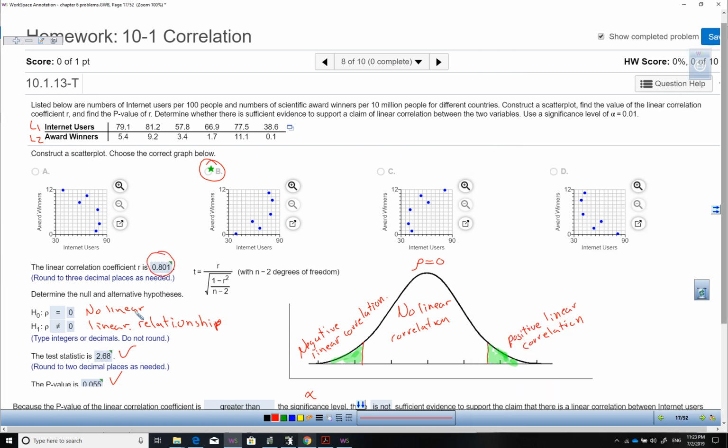Next part, determine the null and alternative hypothesis. Okay, for this one, this is the assumption. The null hypothesis is always the assumption that there is no linear correlation, when the rho is going to be 0, and the alternative is rho is different than 0. That's when you get the alternative hypothesis, right? The linear relationship. So the test statistic is obtained by using this formula. T is equal to R over the square root of all this expression, where R is this value.